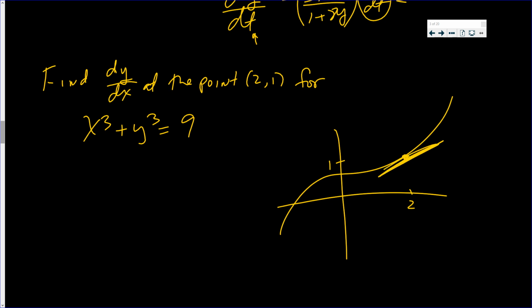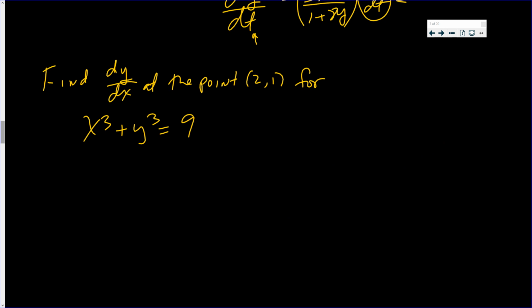The first thing I would do, just to get out of doing this problem on a test, is I would make sure that this here is a point on the curve. And yeah, 2 cubed plus 1 cubed, that's 8 plus 1, yeah, it's 9. Okay, but I would check that.